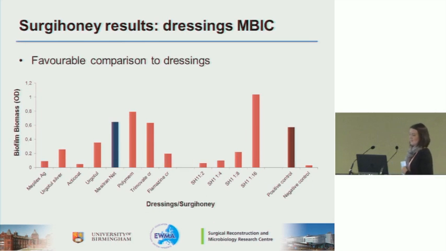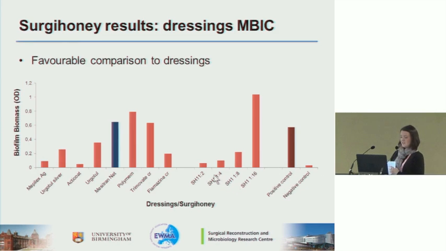I've also tested a range of dressings in this experiment. So instead of placing a volume of the test agent, I've placed a centimetre squared piece of each dressing into a well. And the results are the same. So you've got the depth of the biofilm that's formed up the y-axis, and along the bottom you've got all the dressings, and then you've got the Surgihoney. You've got the Surgihoney results here, and the positive and negative controls.